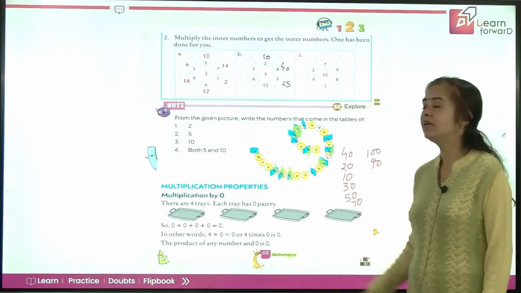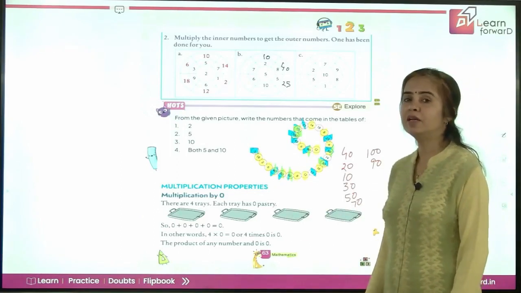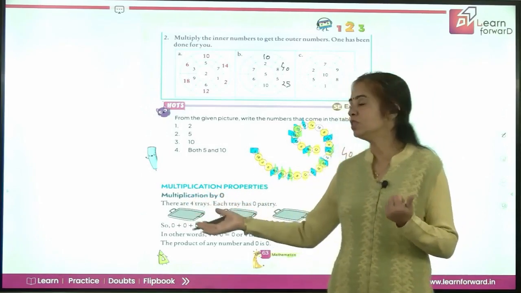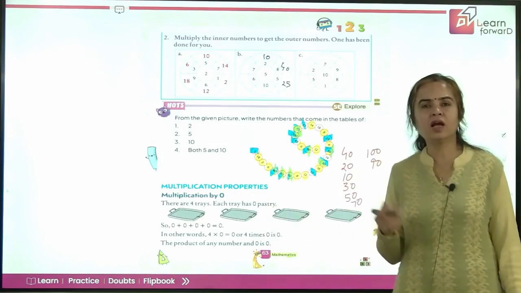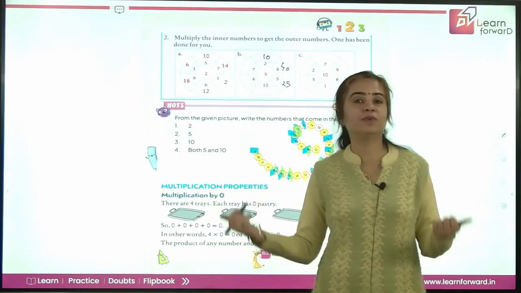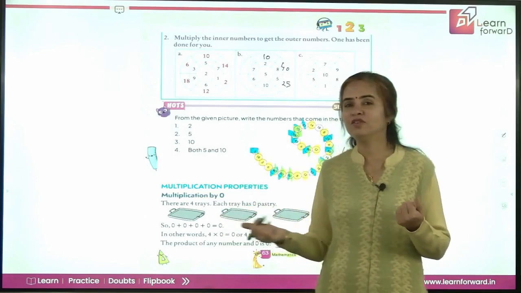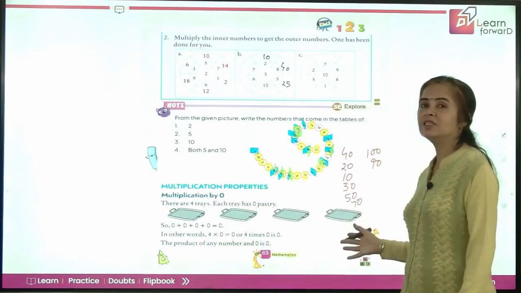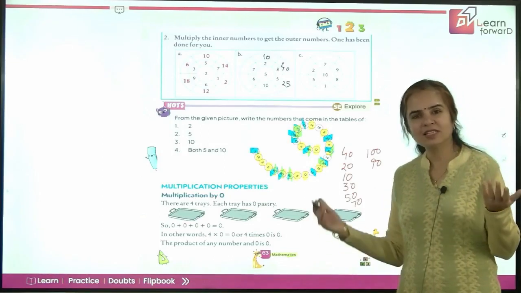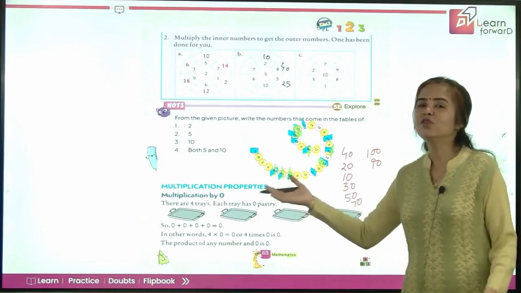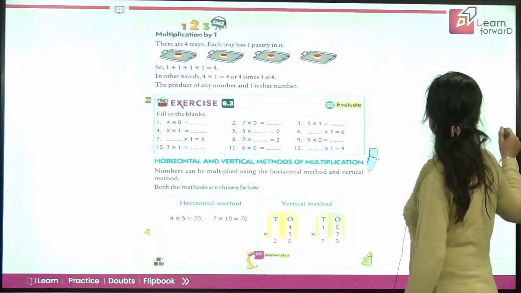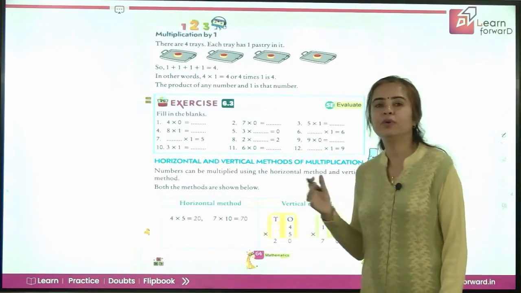Going ahead, we have multiplication properties. So what do you have in multiplication property? When you multiply any number by 0, that is 0. So what do you see? We have some trays here. And what is the number of eggs on these trays? It's 0 on each of the trays because you can't see any egg there on any of these trays. So it's 0 plus 0 plus 0 plus 0. That means how many times are you adding 0? 4 times 0. But after adding, do you still see any egg? No. So 4 times 0 is 0. So that is the first multiplication property. When you multiply any number by 0, you get the answer 0.